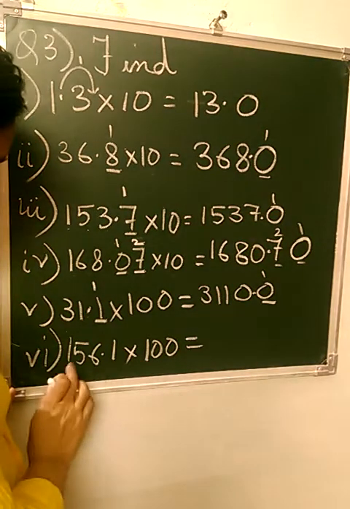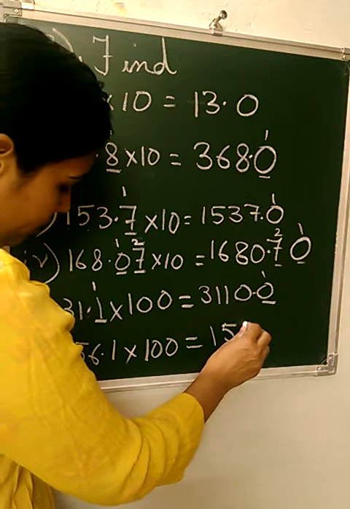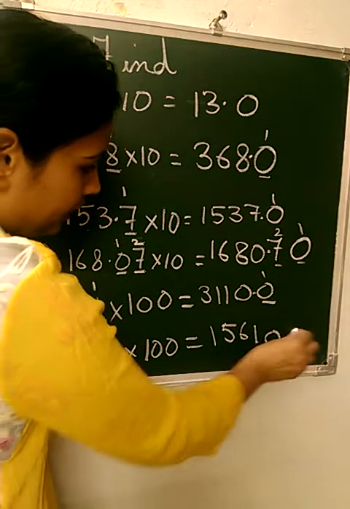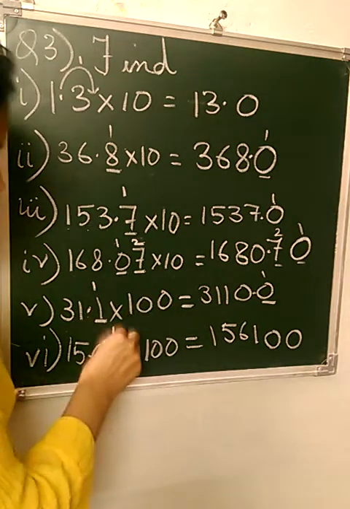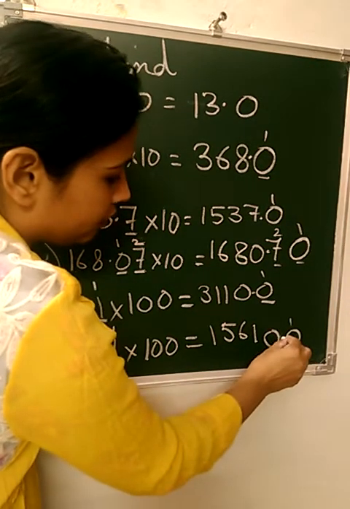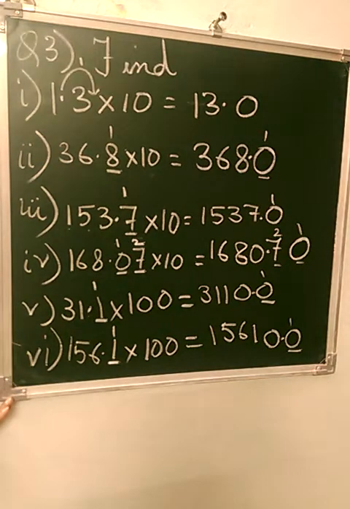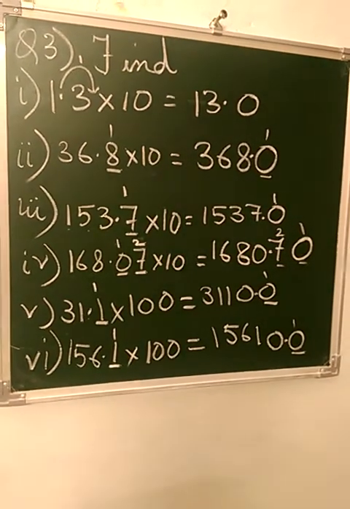Similarly, 156.1 into 100 will give us 156100. And then we count the decimal place. Only 1. So, here also only 1. Okay, so this completes 1 to 6th. Now till 12th are there. We'll do the rest also.